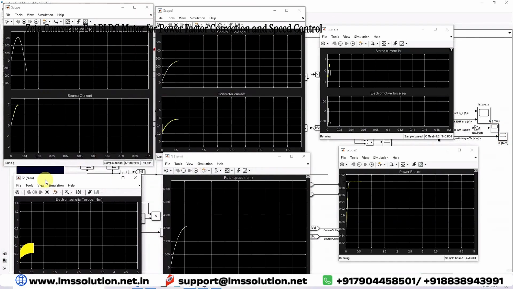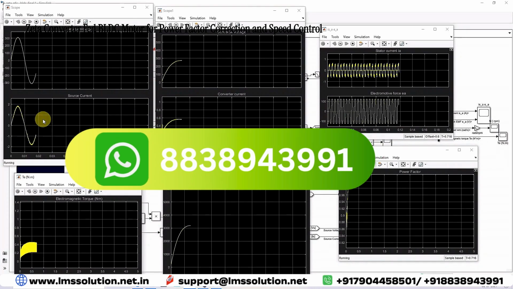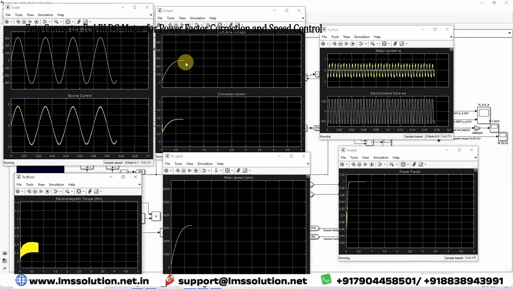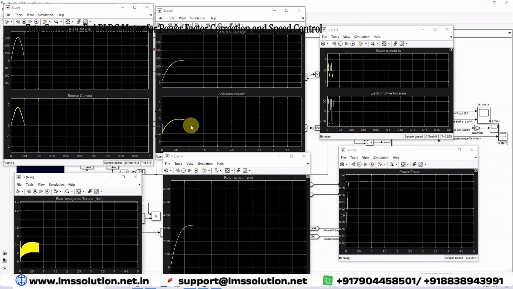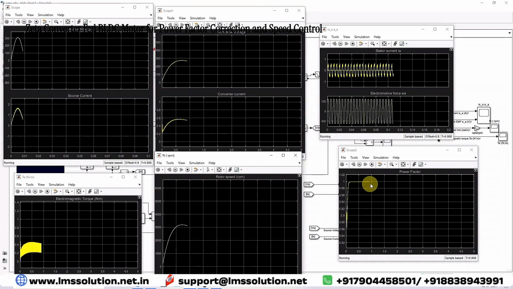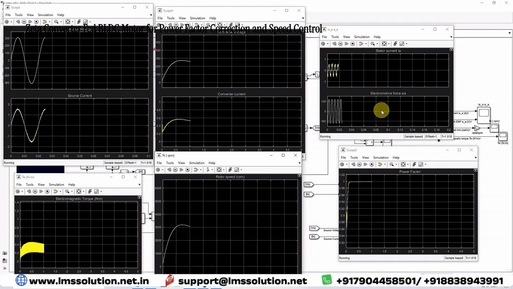Here you can see this is the source voltage and then the source current. Both are in phase, and you can also see the nature of the source current is sinusoidal. Here this is the converter voltage, and this is the converter current, and here you can see this is the speed of the BLDC motor, and this is the torque of the BLDC motor. This is the power factor. You can see the power factor is maintained at around 1. This is the stator current of the BLDC motor, and then this is the back EMF of the BLDC motor.